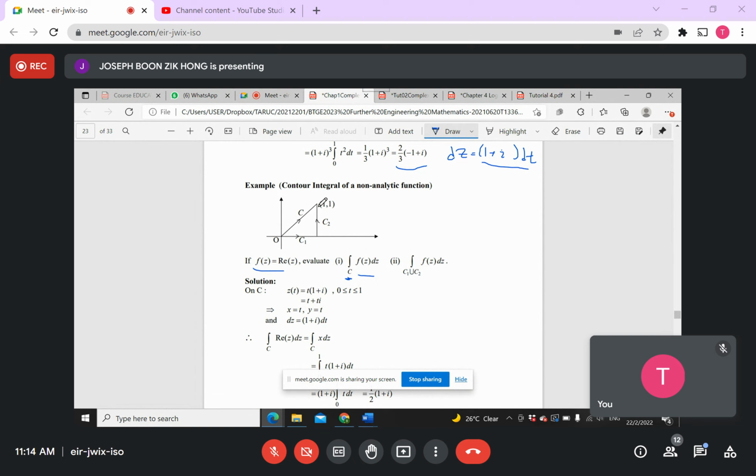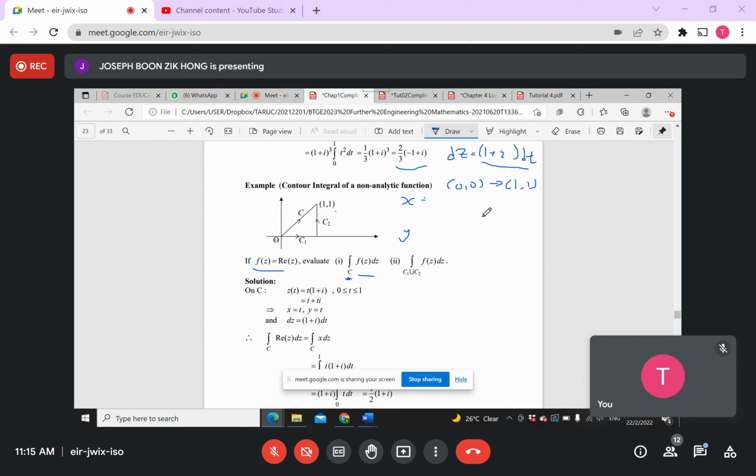Okay, so when you deal with C, it goes from 0,0 to 1,1. We need to change it into the parametric equation. So what is meant by parametric equation? What you have to do is separate it into two sides, x and y. So what happens to your x? Your x is from 0,0 to 1,1.